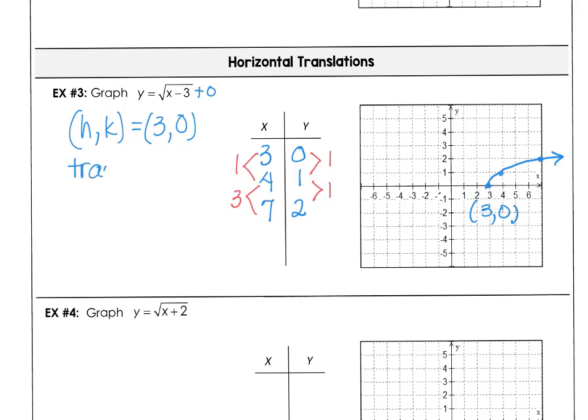So we want to write what happened to that translation. So we translate the parent 3 units to the right.